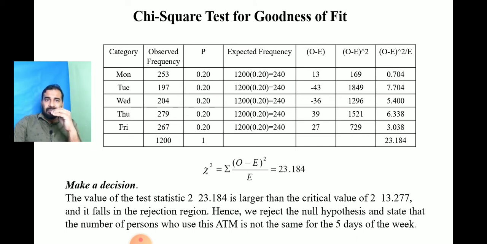The number of persons who use this ATM is not the same for all 6 days. We have to reject the null. The null was that on all days the number of ATM users was the same. We reject that and say that the number of users on different days is different. So this is how we can do the goodness of fit test using chi-square distribution.